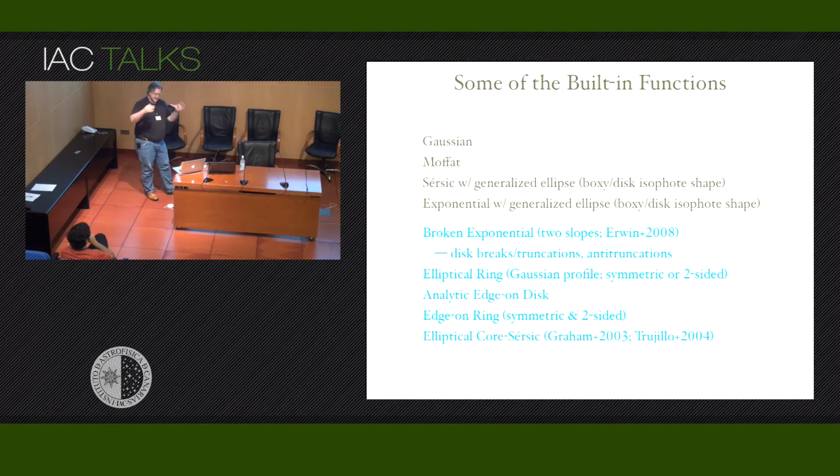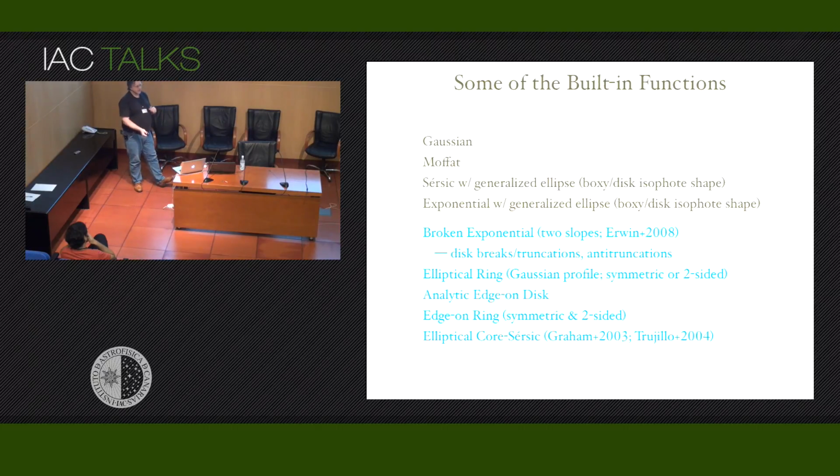So it's an elliptical function, but it has an inner exponential, and then beyond a certain radius, it has a different exponential slope. It could be steeper to represent a truncation or shallower to represent an anti-truncation. Elliptical rings with Gaussian profiles. The analytic form of a perfectly edge-on exponential disk. Simplistic forms of edge-on rings. The Core-Sersic model for dealing with really massive elliptical galaxies.